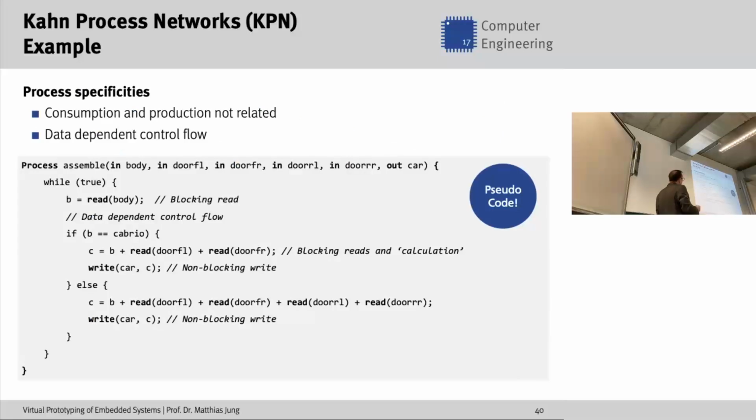So how would that look like in the pseudocode? So we have an assemble function, for example, that is again in an infinite loop. But I just want to show you here that we can also have control flow in that. So we consume a body, or here I put read, but in the previous example it was wait, doesn't matter. So we have a blocking read here, and if we have a body, then we continue.